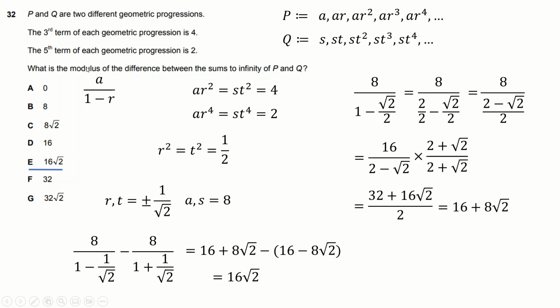Now the reason it's not pointless is because remember we made that choice to make r positive and t negative. If we had chosen the other way around and done this, we would have got minus 16 root 2. And so they're telling us to take the modulus such that everyone gets the same answer in the end, despite what choice they made halfway through.